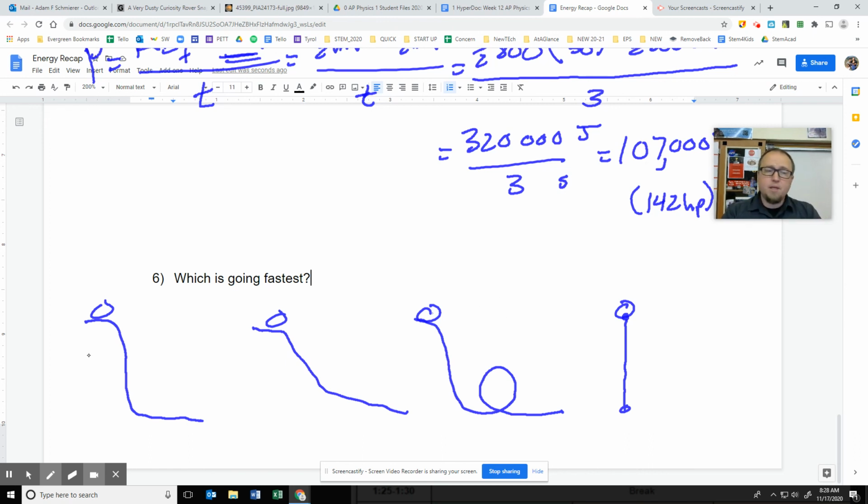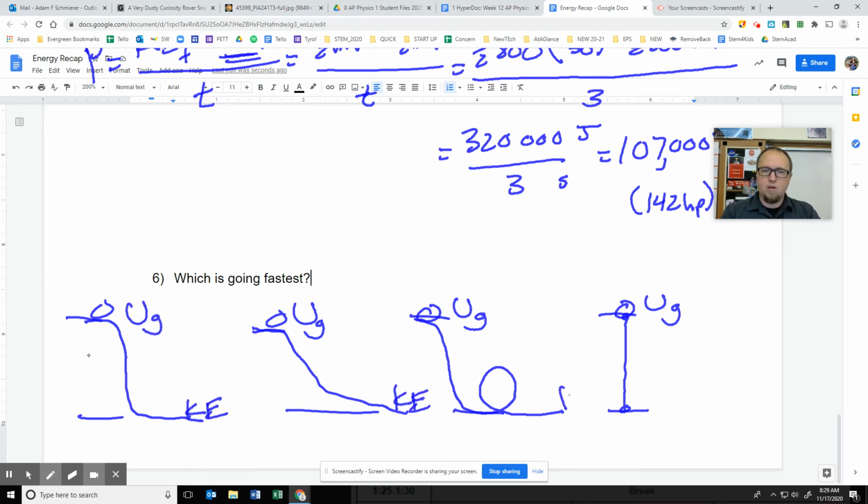All right, answer. If they all have the same change in height, which I tried to draw them the same, they'll all start with gravitational and they'll all end with kinetic. And since that change in height is the same, those will all be the same. So gravitational equals kinetic. And if I solve that, mgh equals 1/2 mv squared, I'll get all the same v's because all the same h's. Okay, that's the power of energy. So all of them will have the exact same speed.